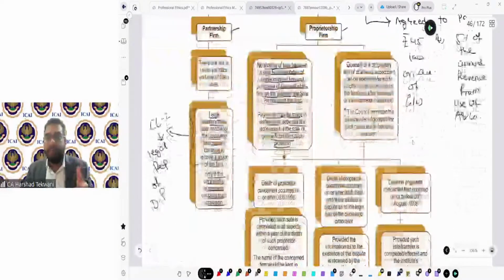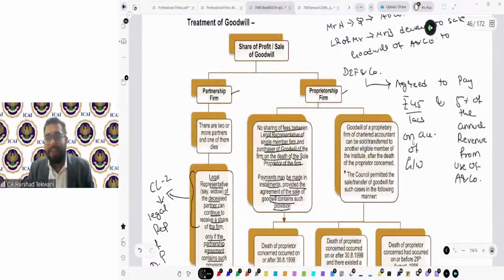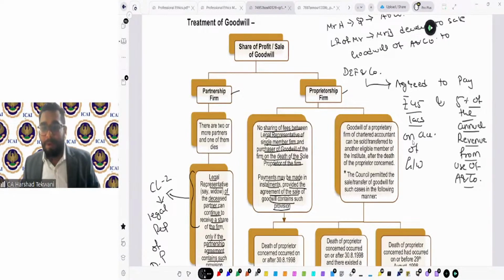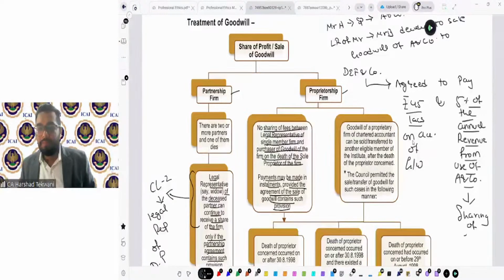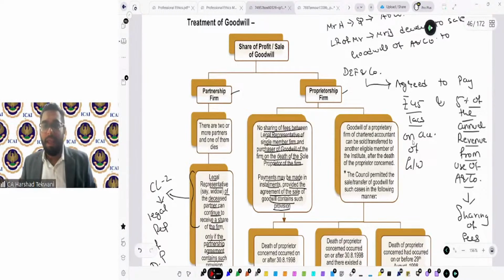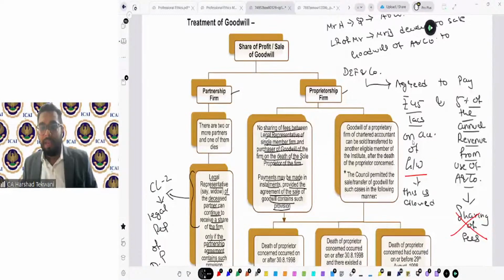Now, if we examine this agreement, where 45 lakhs are paid and where 5% of the annual revenue from the use of the A&P company name is paid, the 5% is sharing of fees, which is technically not allowed in case of a proprietorship firm. Now, coming to the part where there is a sale of goodwill, this is allowed and payment can be made in installments.